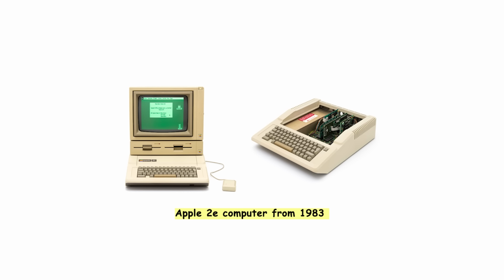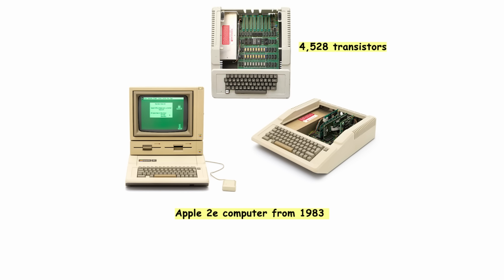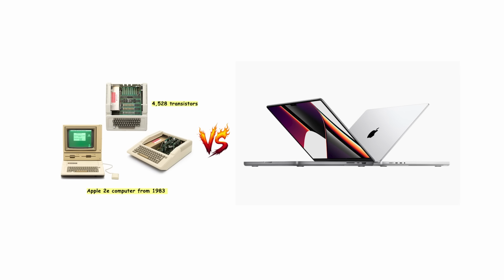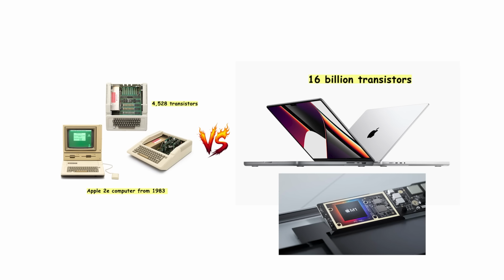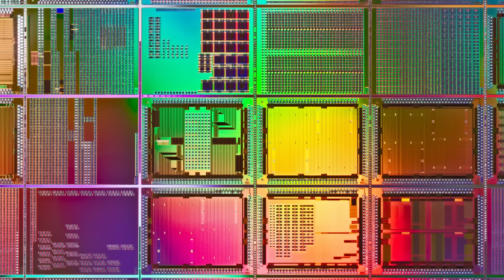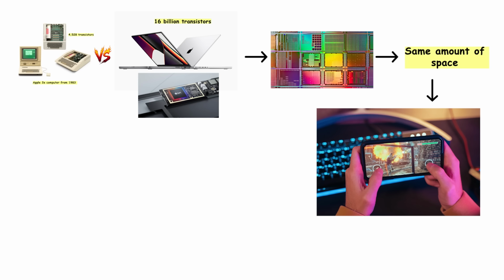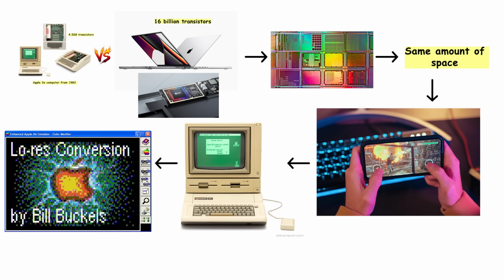The old Apple IIe computer from 1983 had only 4,528 transistors. That sounds like a lot, but compare that to a modern MacBook Pro's M1 chip with 16 billion transistors. That's over 3 million times more transistors in the same amount of space. This is why your phone can run complex games while the Apple IIe could barely display simple graphics.